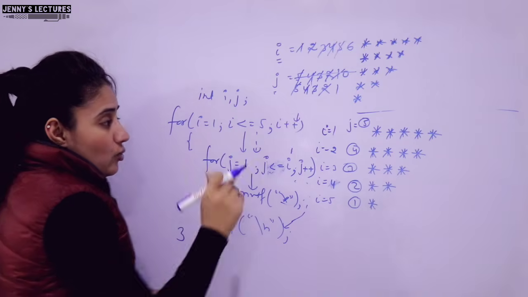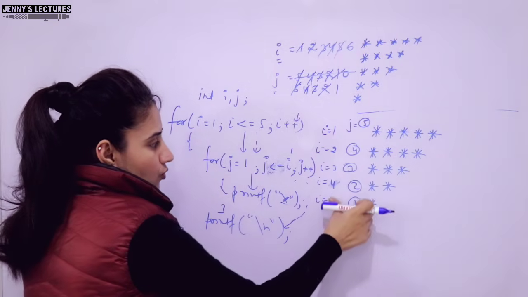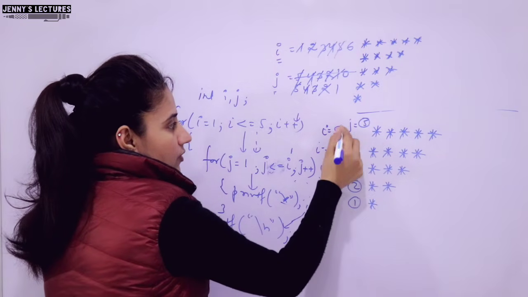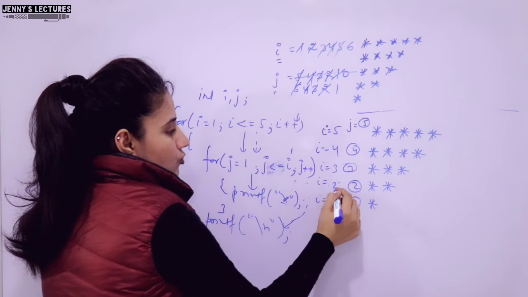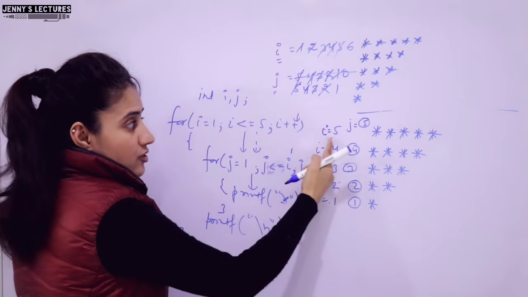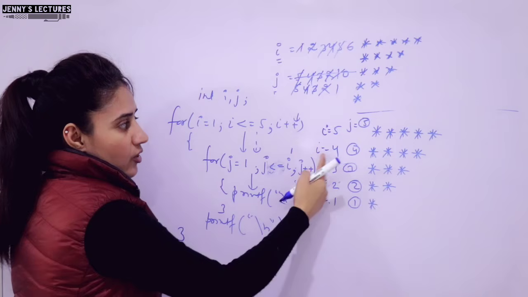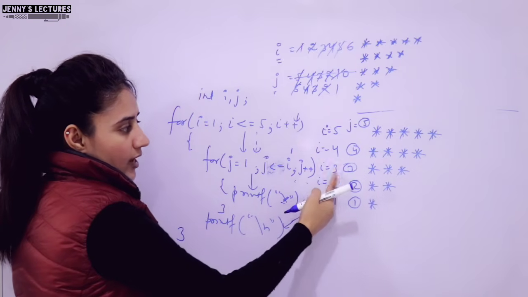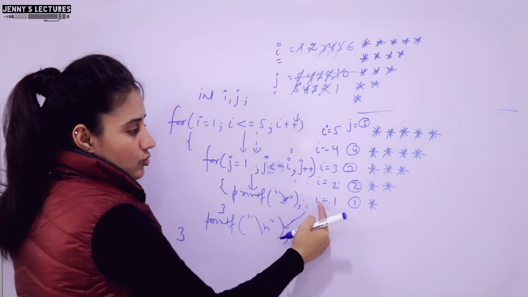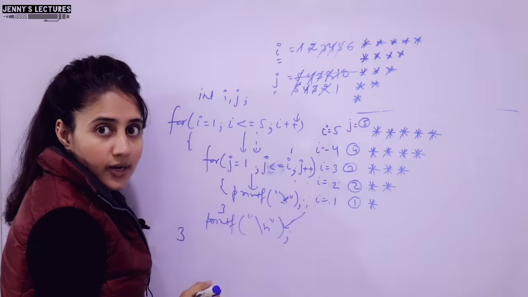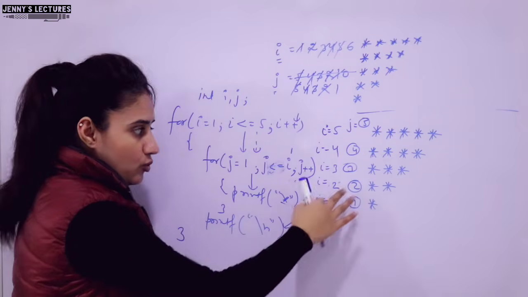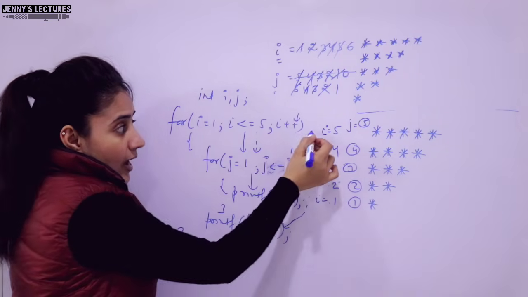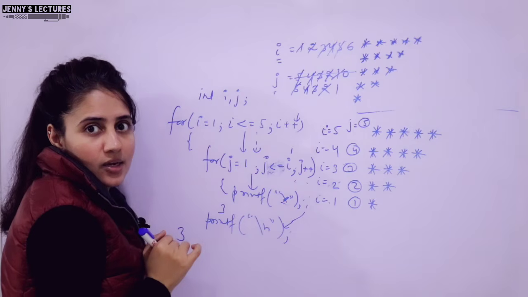See, maybe we can do it like this: rather than 1, 2, 3, 4, I is 5, 4, 3, 2, 1. When I is 5, j should be repeated 5 times. When I is 4, j is also 4. I is 3, j is also 3. I is 2, j is also 2. I is 1, j is also 1. Right? j should be repeated 1 time or 2 times like this. Right? So here I is decreasing, not increasing.